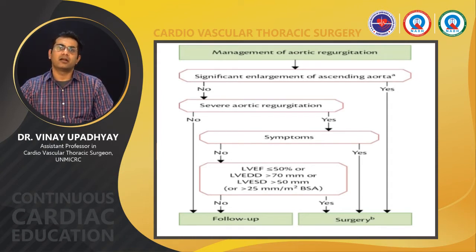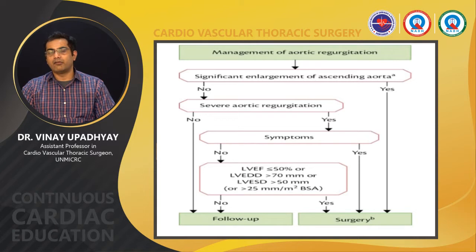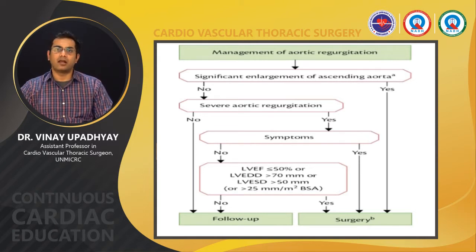If the patient is asymptomatic but has severe aortic regurgitation with a normal ascending aorta, then we look at the parameters of the left ventricle: ejection fraction less than 50%, or end-diastolic diameter greater than 70 mm, or end-systolic diameter greater than 50 mm. If these criteria are fulfilled, we plan for surgery, else we plan for follow-up.